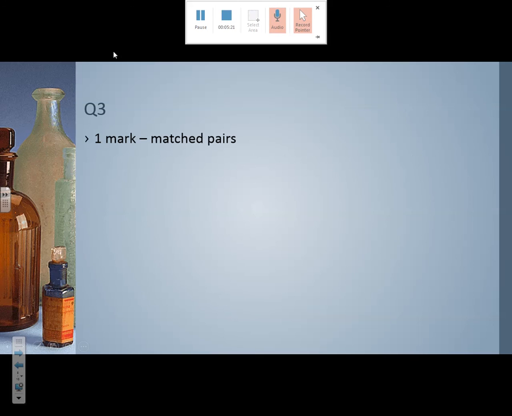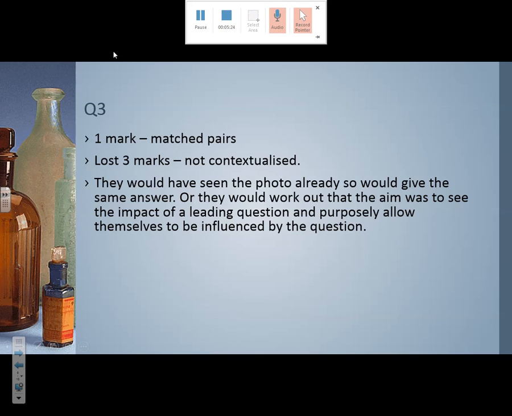Question 3, you get 1 mark for matched pairs, but you lose 3 marks for not contextualising. So they would have seen the photo already. What I've done with this one here is the generic evaluation points, which you could take out and put into any exam question. So if the question was about evaluating repeated measures and why it wasn't suitable, you could put that in any question, it wouldn't matter. Because I've talked about order effects and demand characteristics, you could pick out order effects and explain order effects. You could pick out demand characteristics and explain demand characteristics, which is exactly what I've done here.